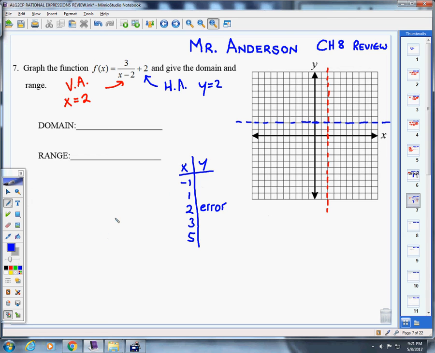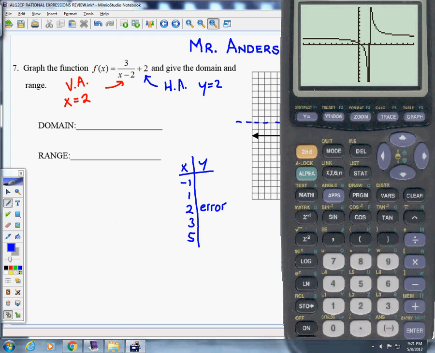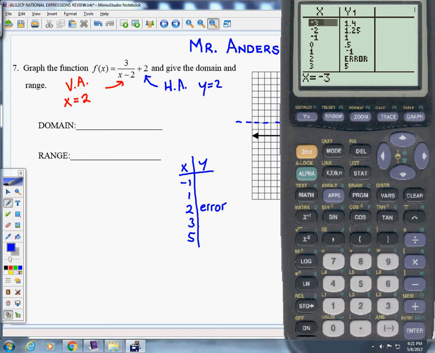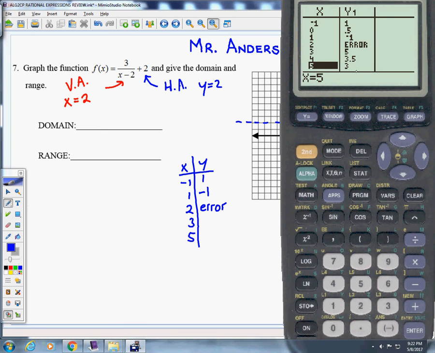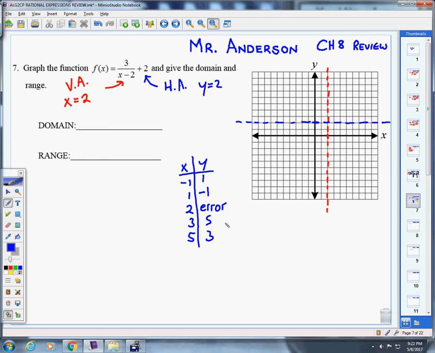I'm not even going to plug them in here. Let's just take a look straight at our calculator table and see what those values are. Let the calculator do the work for us here. So let's go second and graph. Pull up that table. There we see our vertical asymptote right there. At negative 1, it's 1. At 1, it's negative 1. And then at 3, it is 5, and at 5, we have 3.